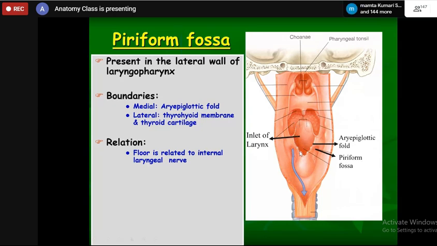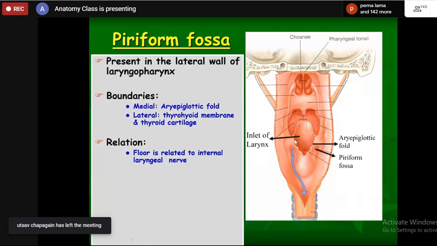Now what about the lateral? When you feel this part lateral, we have the lamina of thyroid cartilage. The thyroid cartilage has two lateral laminae. Now just above the thyroid cartilage we have the hyoid bone, and over here we have the thyrohyoid membrane.